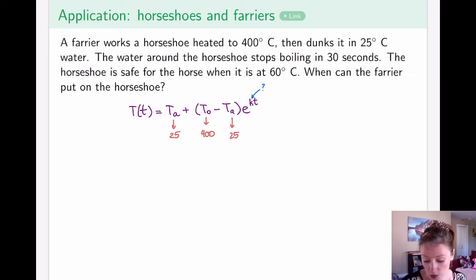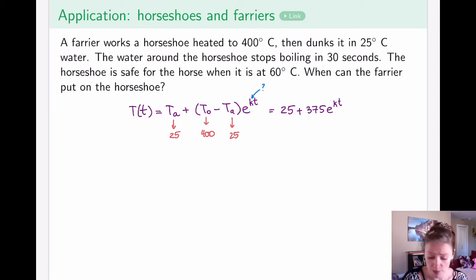The one unknown is still the cooling constant, and that is something that we're going to have to solve for using other information provided in the question. Now, before we do that, let's put together what we have so far. So I have 25 plus, and then this is going to be 400 minus 25, which is 375, e to the power kt. So this is my best model so far. Still don't know k, but I have all of the other constants in place.